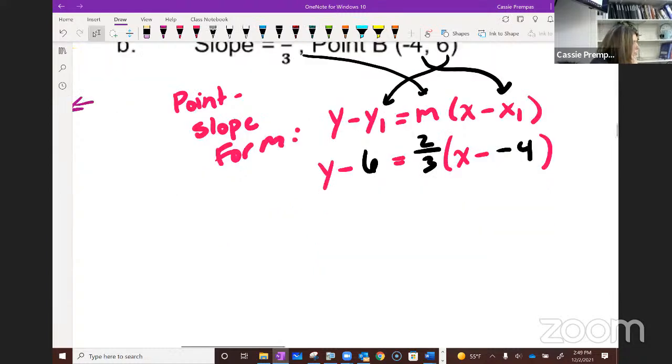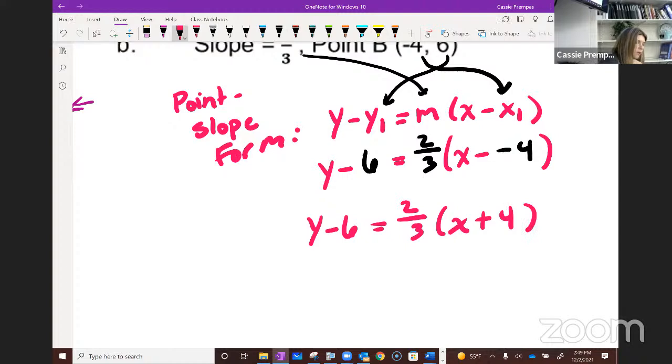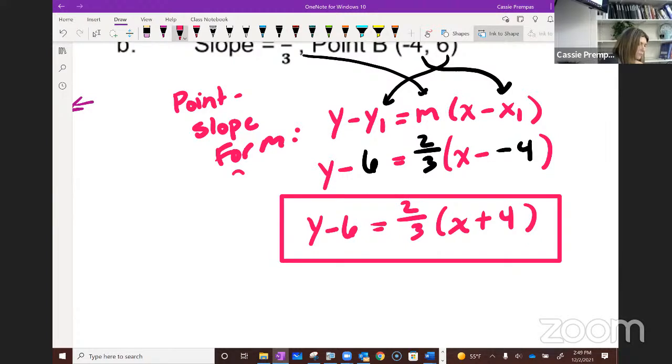What happens when you minus a negative? It becomes a positive, so we have y minus 6 equals 2/3 times quantity x plus 4. That's one of the forms, so I'm going to go ahead and box it. There's my point slope form. Which form should we convert to next?